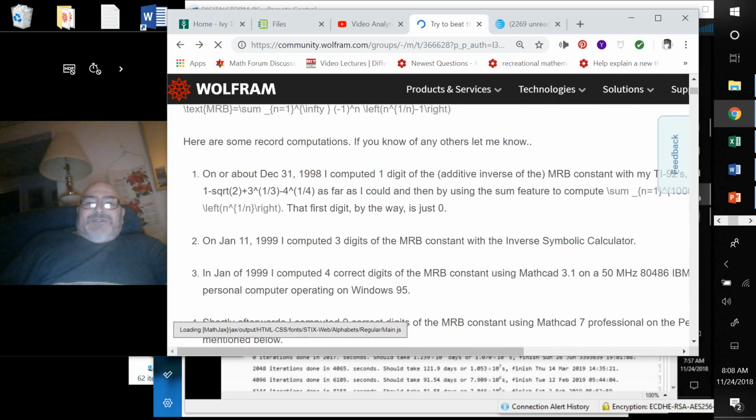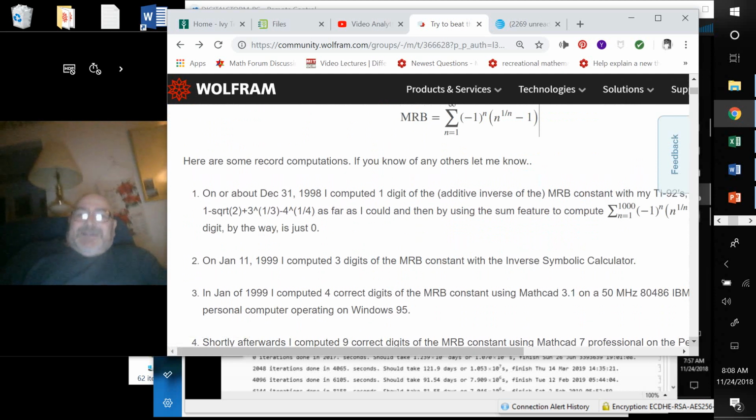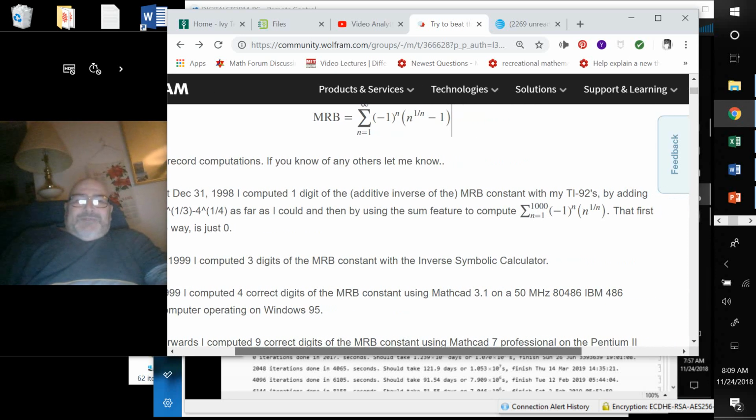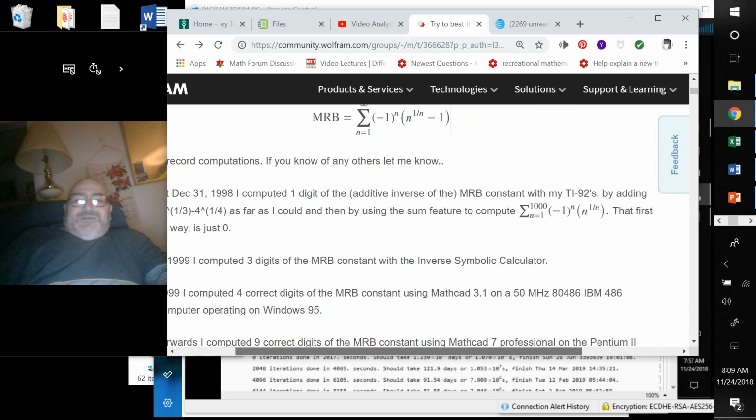So here are some record computations. This first one is a little, how can I put it, just something I obviously did. I don't remember the exact time, so I say on or about December 31st, I started playing with roots of numbers. And I wanted to find out what was the value of the sum of (-1)^n times n^(1/n).